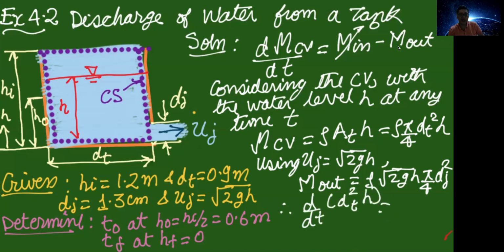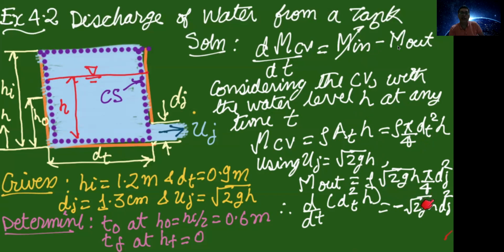So when you substitute this mass of the control volume and this m out into this equation, you see here that the common terms in these two are the density and pi by 4. So this density and pi by 4 from the left hand side and right hand side cancel down, and you get dy dt of dt square h as shown here. And on the right hand side, the rho pi by 4 cancels down, and there is a negative sign here, so you get negative of under root 2gh dj square.